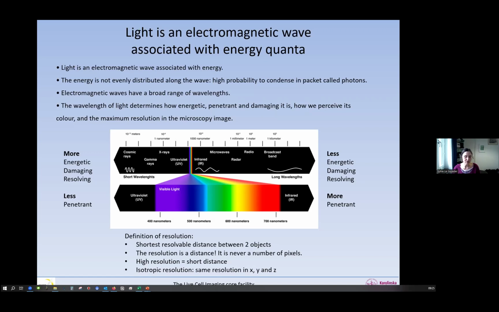And then there is something that you may have heard before, isotropic resolution. It means the same resolution in X, Y, and Z. It's called isotropic resolution, so the same in all dimensions. So this was a little bit of definition.